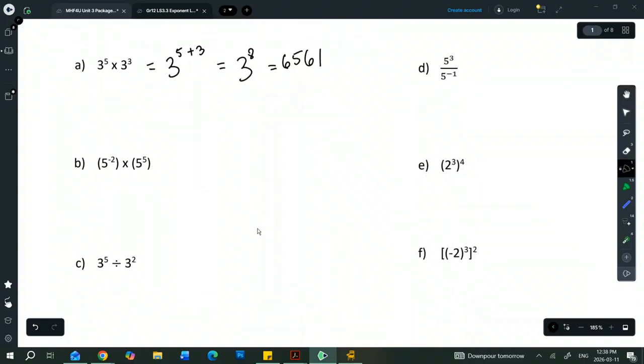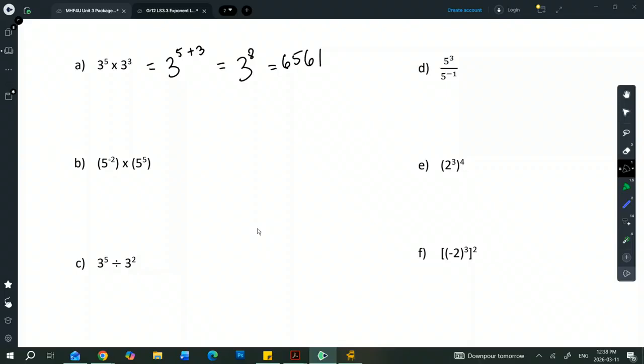Okay, so for B, we're multiplying again. So we'll use the multiplying powers rule. So we're going to keep the base and again add the exponent. So it'll be -2 plus 5. So simplify those exponents to 3. That's 125.